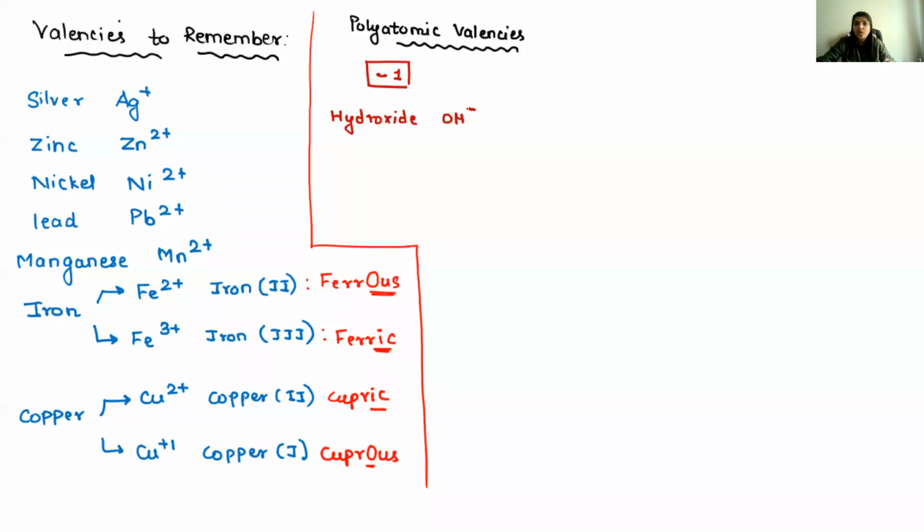So hydroxide is OH minus. Then we have nitrate, which is NO3 minus. We have nitrite, which is NO2 minus. Then we have bicarbonate, which is HCO3 minus. So hydroxide, nitrate, nitrite, bicarbonate, all these are my -1 valencies.